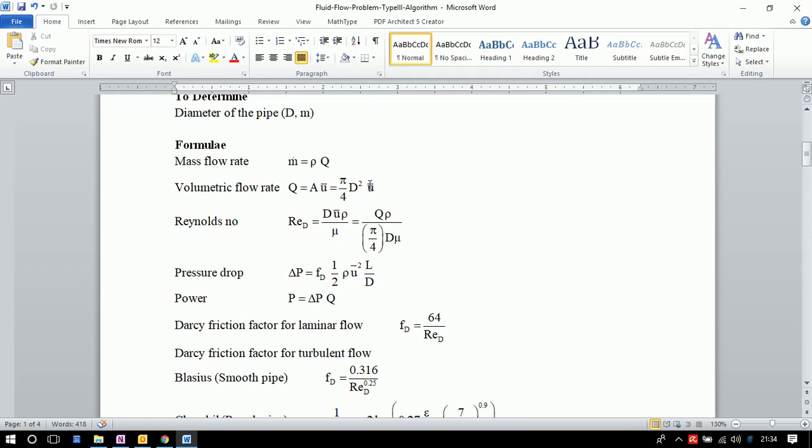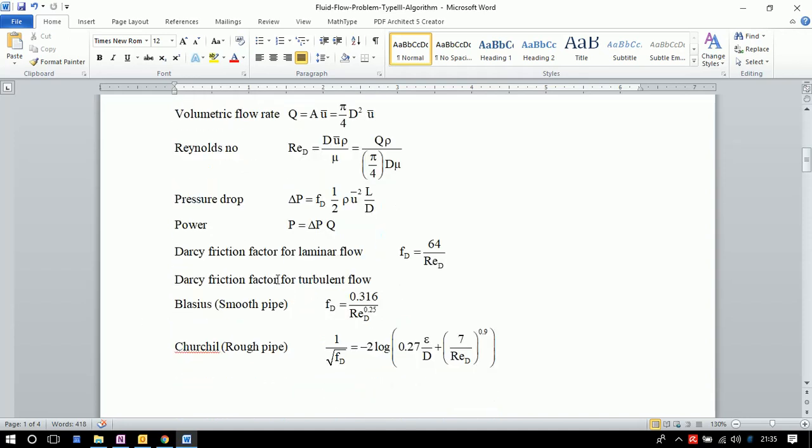Let's see the list of formulas that can be used for this problem statement. Mass flow rate m dot can be written as density times the volumetric flow rate, and the volumetric flow rate Q can be written as the cross sectional area, which for a circular cross section pipe is pi by 4 D square, times u bar, the superficial velocity, or for a single homogeneous flow this can also be the average velocity. The Reynolds number based on the pipe diameter is given as D u rho by mu.